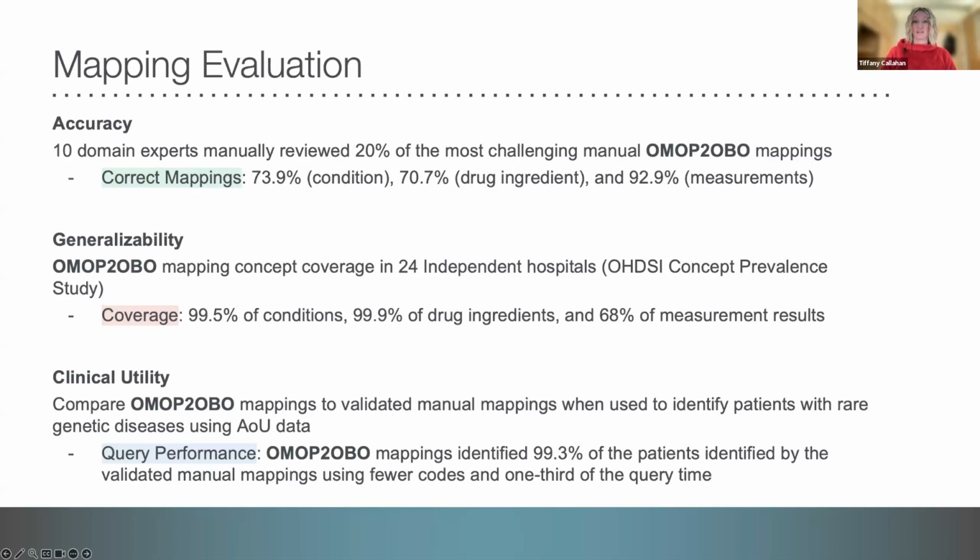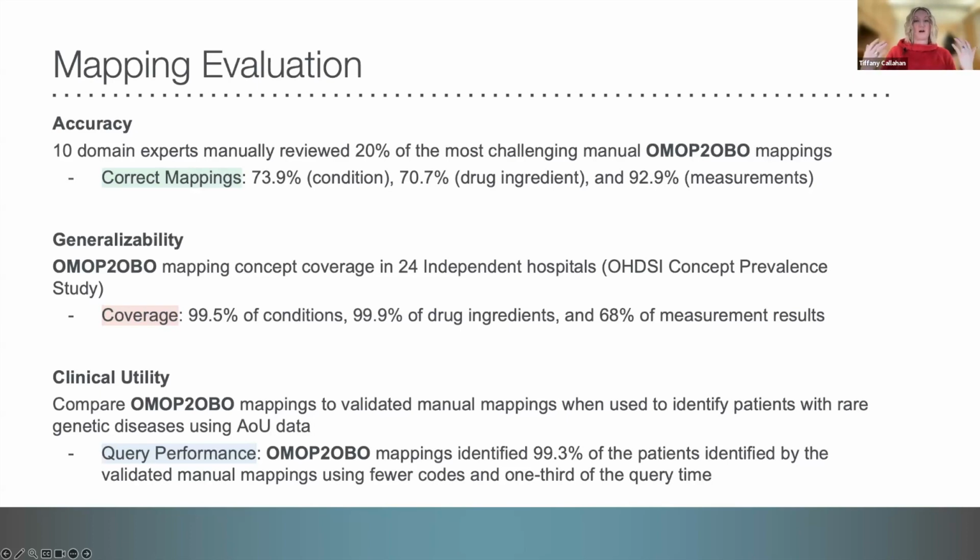Finally, we evaluated the mappings on their clinical utility by comparing them to a validated manual set of mappings when used to identify patients with rare genetic diseases from the All of Us research program. And we found that the OMOP to OBO mappings were able to identify 99.3% of the patients that the other set of mappings identified, but they were able to do this using fewer codes and in 1/3 of the query time. So fewer codes and faster.